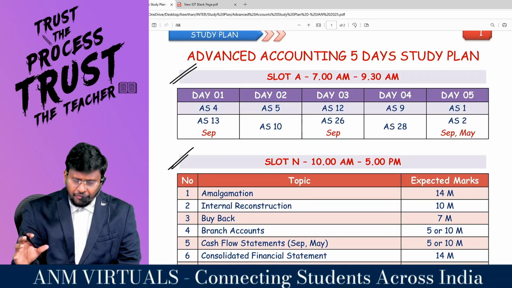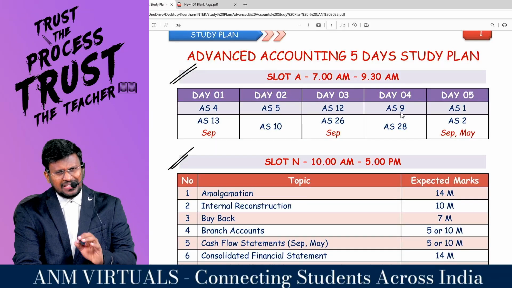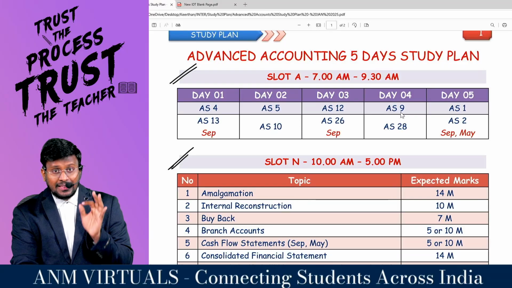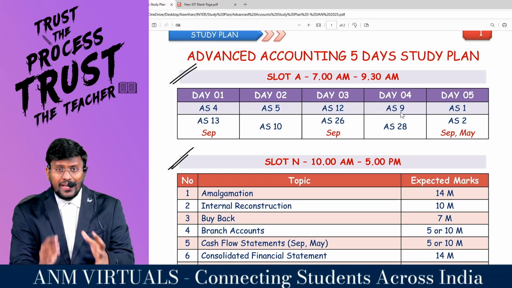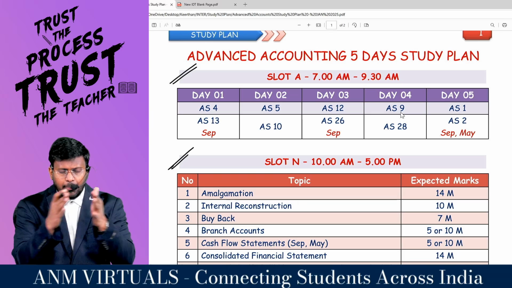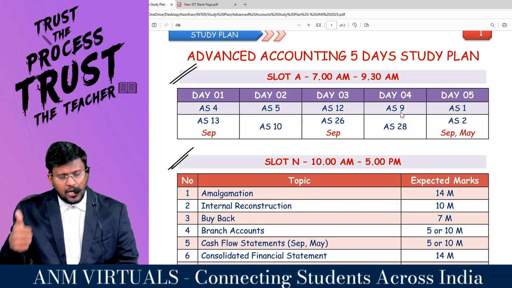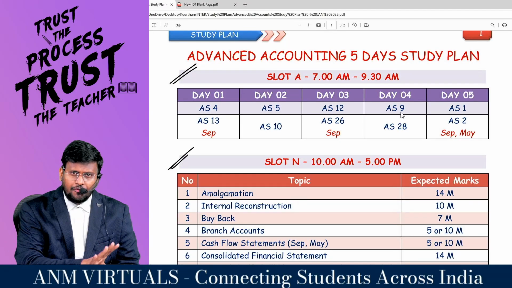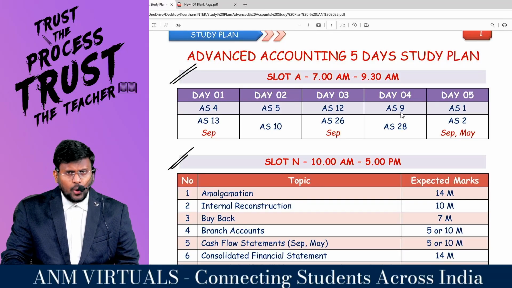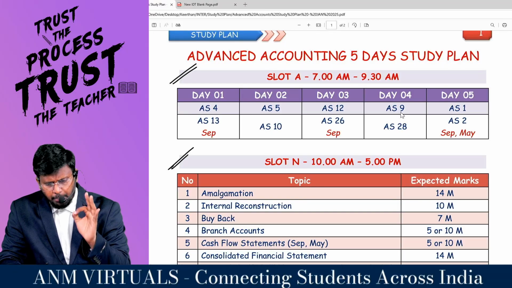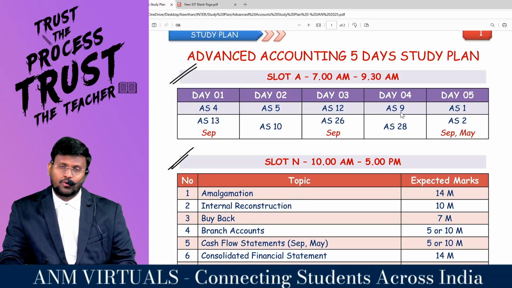Generally, on all the 5 days, slot A will be from 7 a.m. to 9:30, basically 2.5 hours of time. That time I am calling accounting standard time. Why? The reason I will tell you. The advanced accounting paper can be classified into 2 categories: 60 marks of 7 chapters and 40 marks of the accounting standards. This is the paper's proportion. So you have to revise the accounting standards properly. Then only you will be able to write satisfactorily. That is very important for the exam.